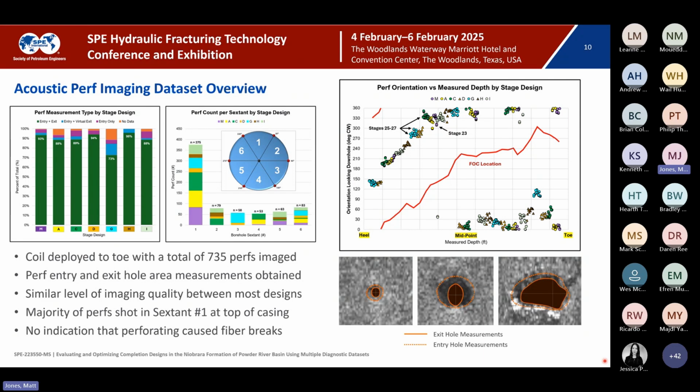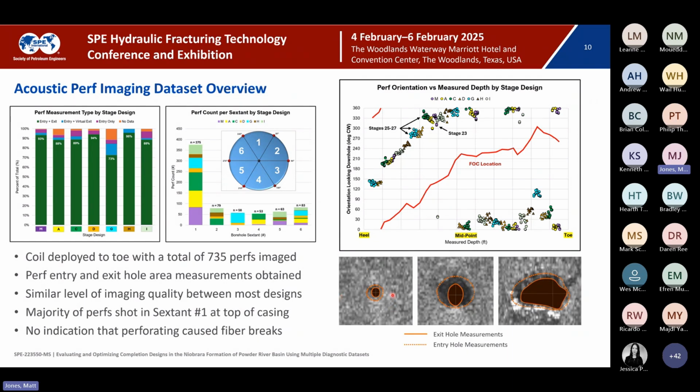We were able to successfully deploy the acoustic imaging tools to the toe of the well, and we were able to collect measurements for 735 perforations. In this data set, we did collect perforation entry and exit hole measurements. Entry hole measurements are on the inner diameter of the casing. Exit hole measurements are on the outer diameter of the casing.